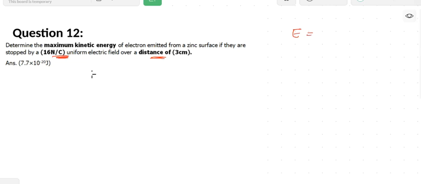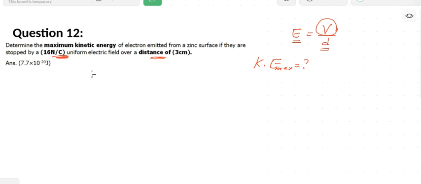you need to know the formula E equals V divided by d. This formula relates voltage with the given electric field and distance. This is used usually for a uniform electric field. And he's asking for the maximum kinetic energy. To find it, you have many choices: either use half mv squared if you have a speed, or use Einstein's equation if you have the work function and E photon. But you don't have these choices.